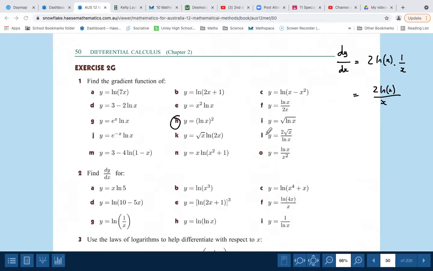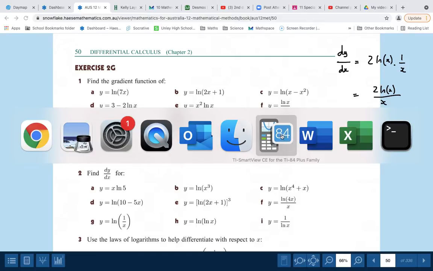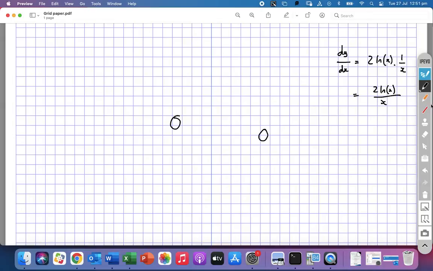Okay, I think I'll look at L and O. Yeah, this is a good one to do a quotient rule on, I think. If you need reminding.